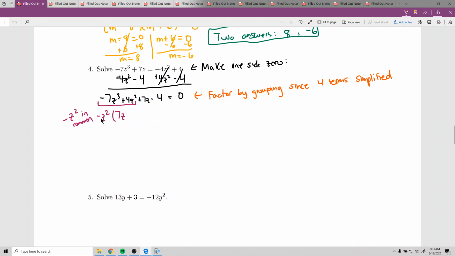In the second term, since we took out a negative, this plus becomes a minus. The 4 didn't get taken out, but all the z squared got taken out. It's minus 4.